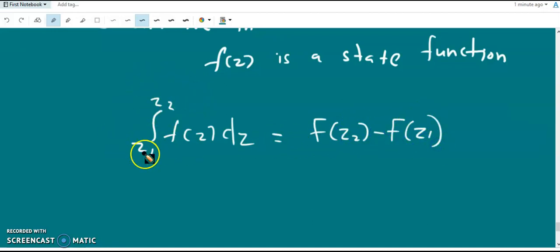So whatever be the path of the line integral, it is independent. So the line integral f of z dz is independent of the path.